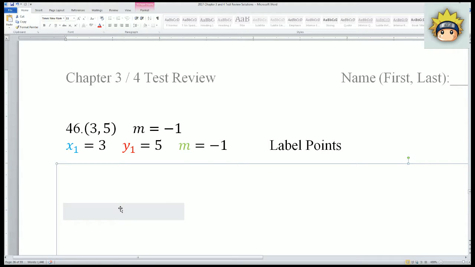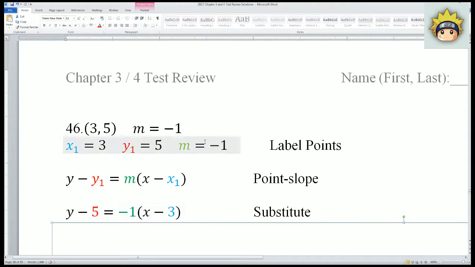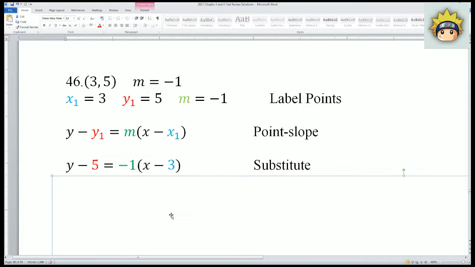46. We have the point 3 comma 5 and the slope of negative 1. I label my points first of all. X1 is equal to 3, y1 is equal to 5, m is equal to negative 1. I write the point slope equation because we have 1 point and 1 slope. y minus y1, where y1 is 5, equals m, which is the slope, negative 1, times x minus x1, and x1 is 3.